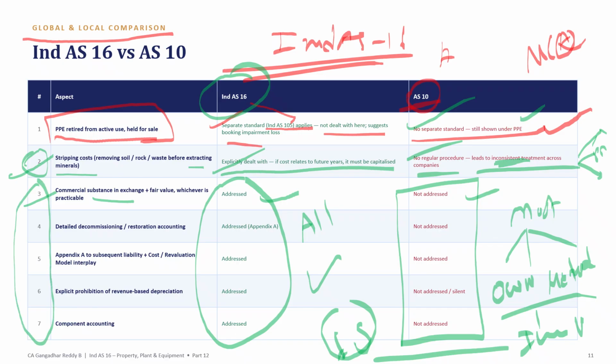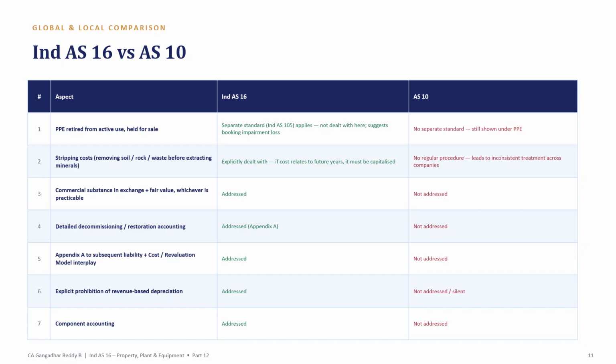most of the doubtful areas in the standard have been discussed. This says what the commercial substance is, how we should treat the fair value, what the practical situation is and all. But AS 10 doesn't deal with it. Detailed decommissioning and restoration accounting, Appendix A, we have just discussed. In this, it is not discussed. And Appendix A, subsequent liability and the revaluation model, is clearly addressed.